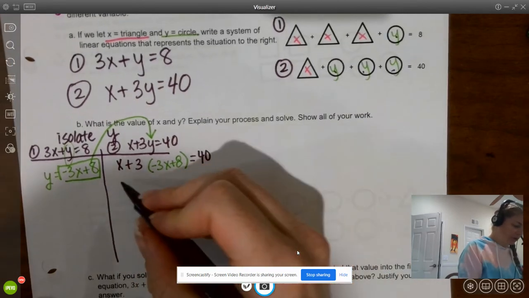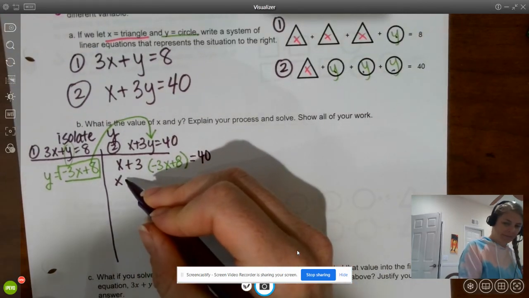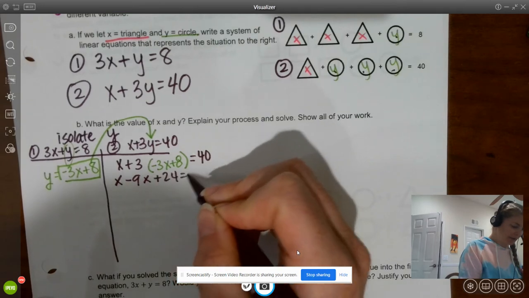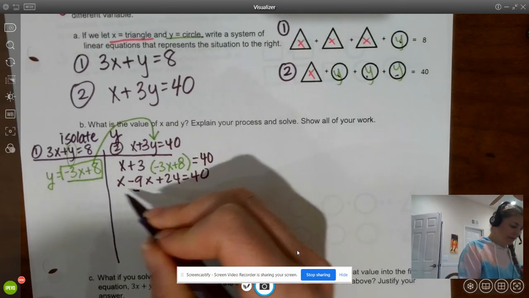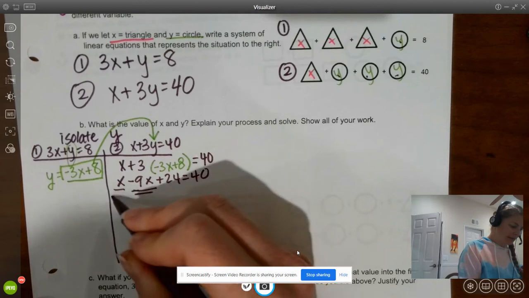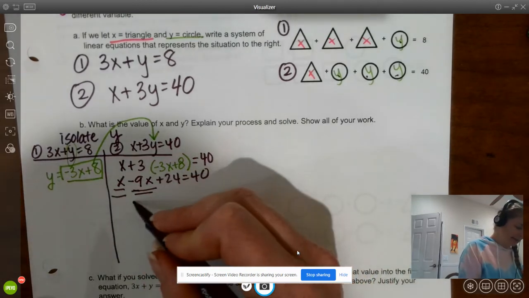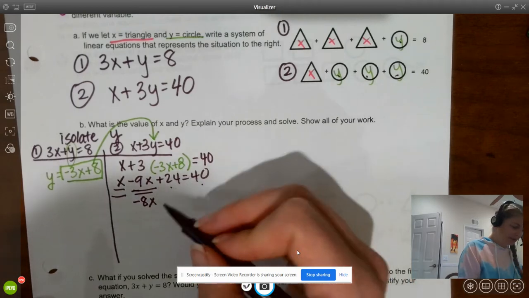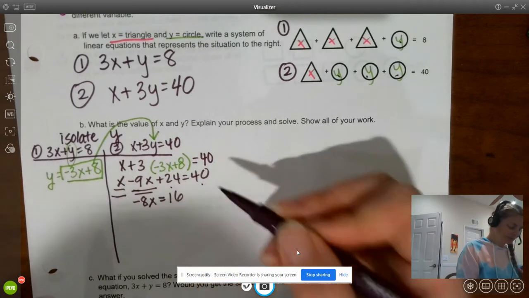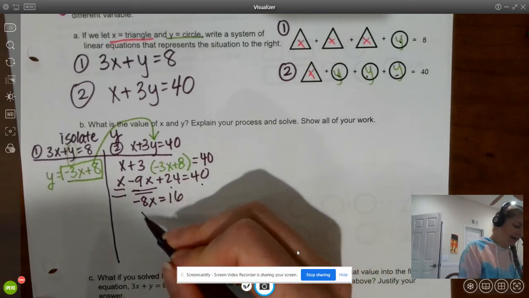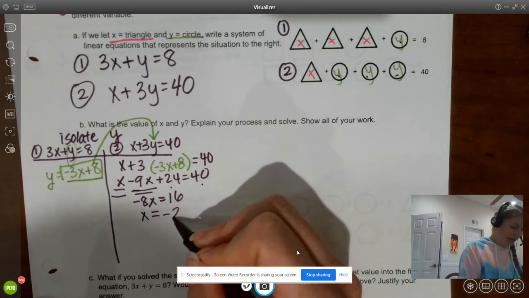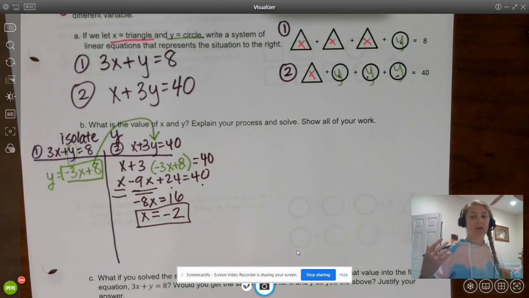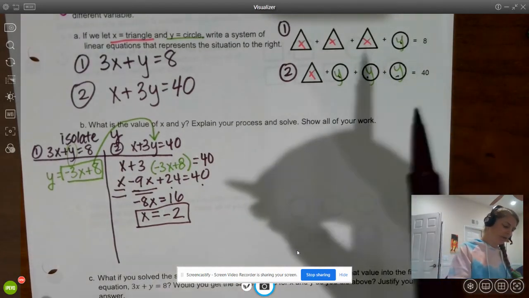So we're going to distribute the 3. So we'd have x minus 9x plus 24 is equal to 40. I'm going to combine my like terms. So x minus 9x is negative 8x. I'm going to subtract 24 from both sides, and I get 16. Divide both sides by negative 8, and x is equal to negative 2. So that's great, but remember our answer is an ordered pair, so we only have part of our answer.